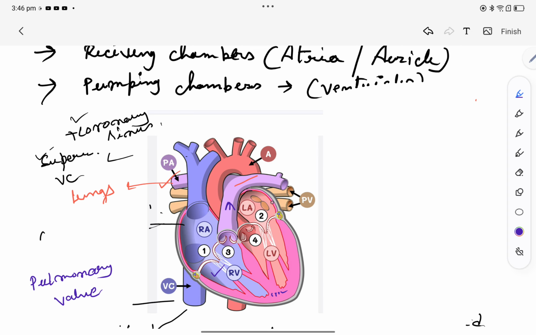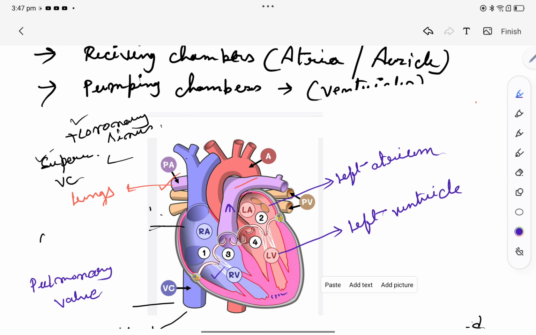So this is the left atrium. Again, I'm writing. And this one is the left ventricle. Now the left atrium receives oxygenated blood, via what? Via pulmonary veins. So the left atrium receives blood via pulmonary veins.